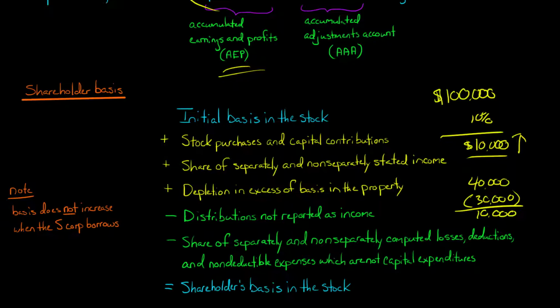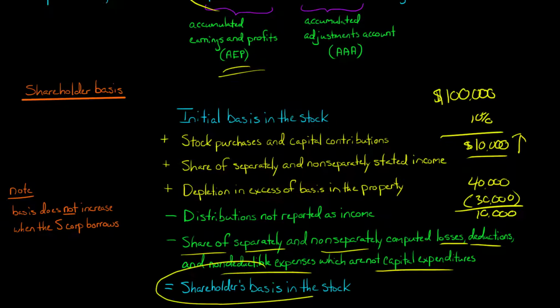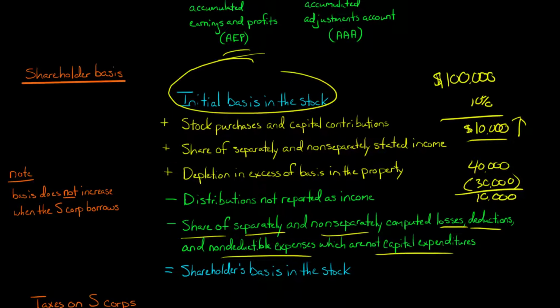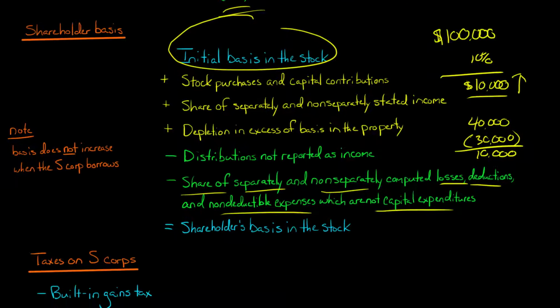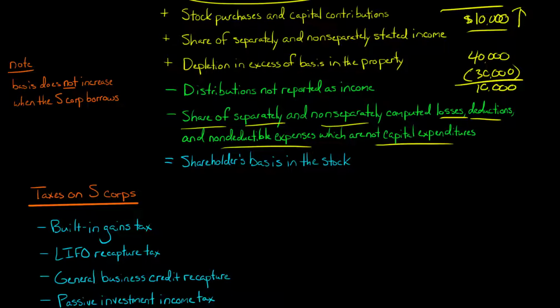Also reducing your basis is your share of separately and non-separately computed losses, deductions, and non-deductible expenses. Non-deductible expenses being things like fines and penalties and stuff, which are not capital expenditures. So your share of losses, deductions, and non-deductible expenses is going to be subtracted when calculating the shareholder's basis in the stock. So you've got your initial basis and you make adjustments. The shareholder's share of income is going to increase the basis. Their share of deductions and losses is going to decrease their basis.